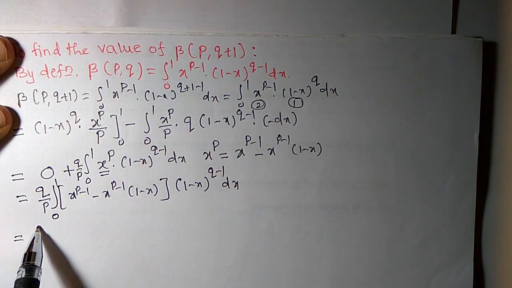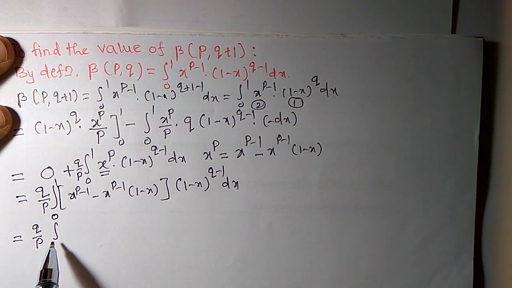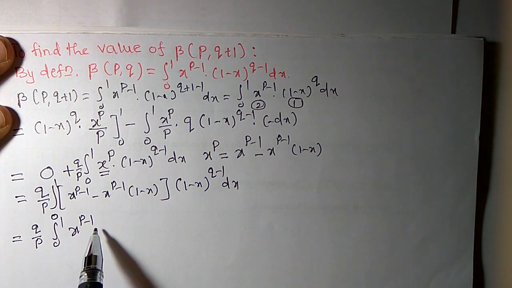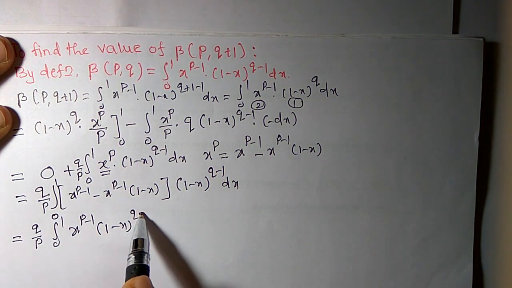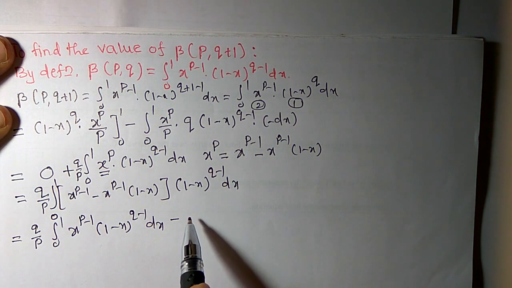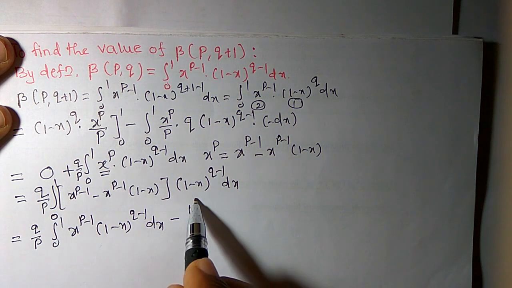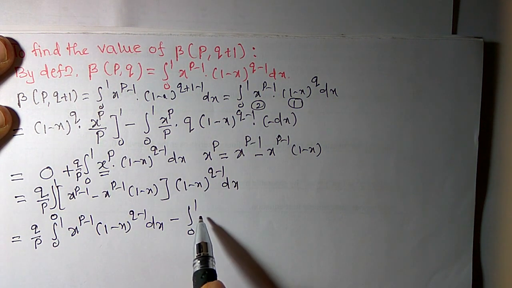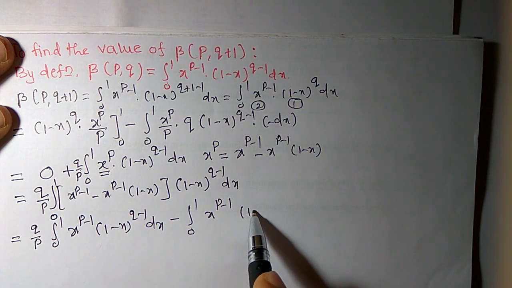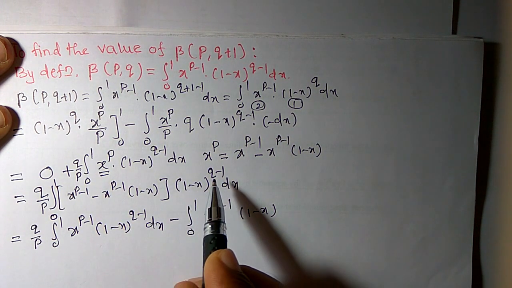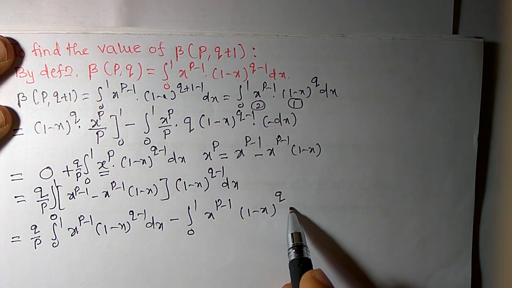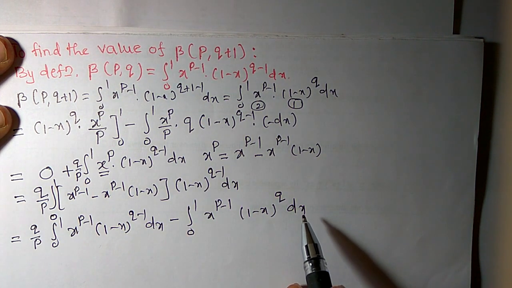So further I can simplify. So q by p integration of 0 to 1 x raised to p minus 1, I am going to multiply into 1 minus x raised to q minus 1 dx, right? Minus sign, with the limits integration of 0 to 1 x raised to p minus 1 into 1 minus x into 1 minus x raised to q minus 1. Base is same and I can add the powers. I can obtain 1 minus x raised to q dx.